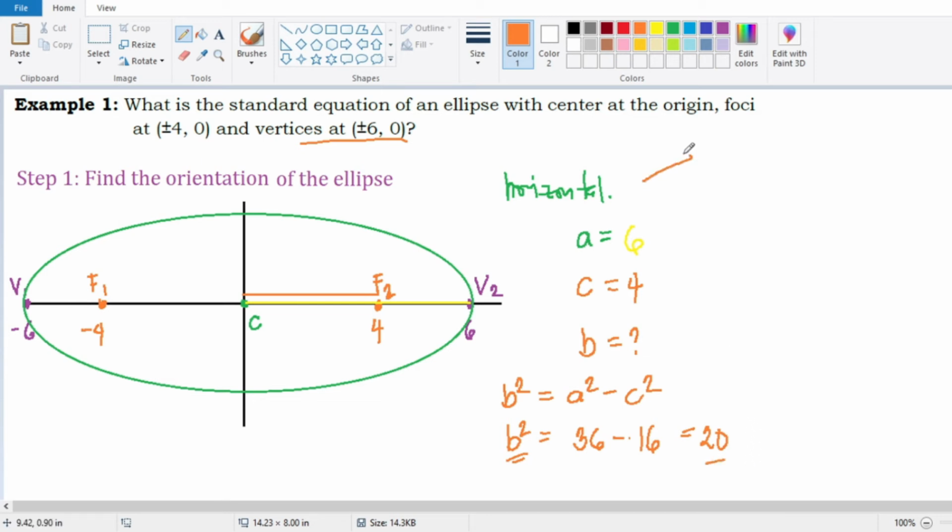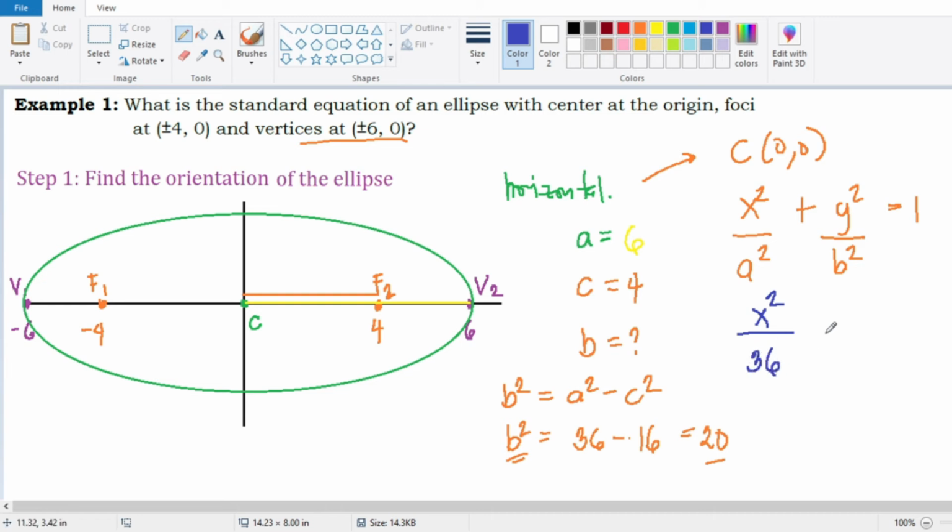And since it is horizontal, and our center is at 0, 0, what we need is... where is A when it is horizontal? It is found under X. So here is A squared, there is B squared. Substituting now, you have X squared over 36 plus Y squared over 20 is equal to 1. That's your answer.